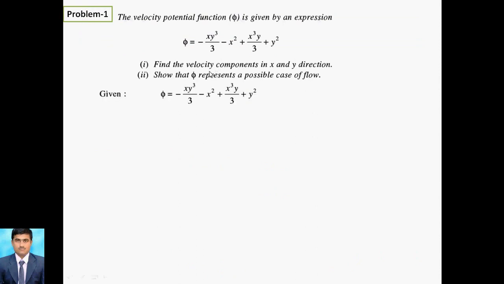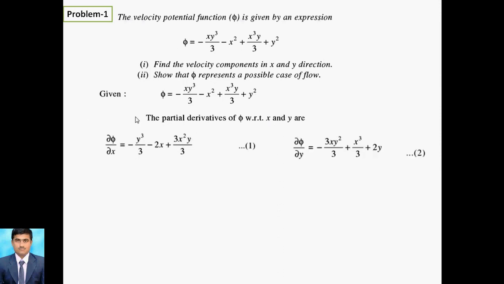If you take the derivative with respect to x first, what will happen? Dou phi by dou x: the term in y cube by 3 has no x, then 2x. Here x is constant in that case, so we can write it like this. With respect to x, y upon 3 is constant, and we take the derivative of x cube, which gives 3x square. So write down 3x square over here.